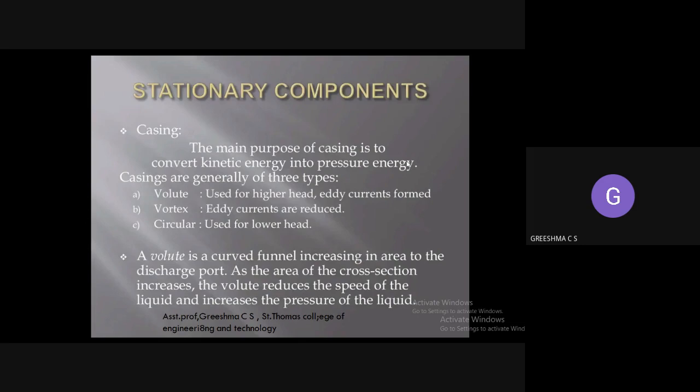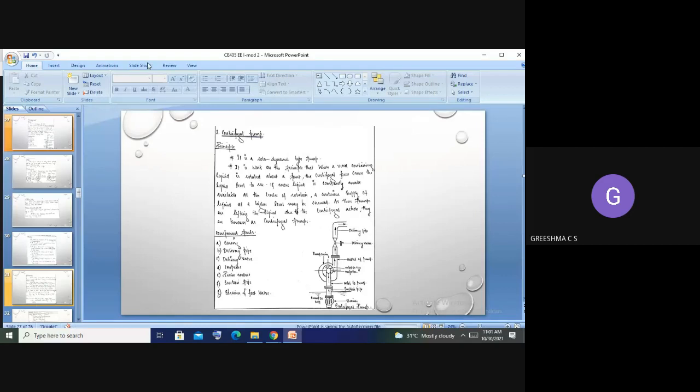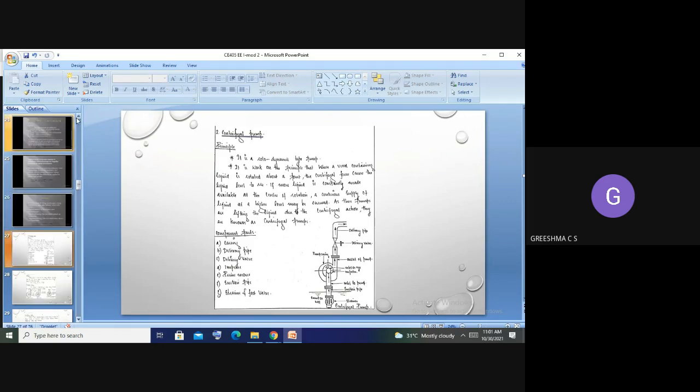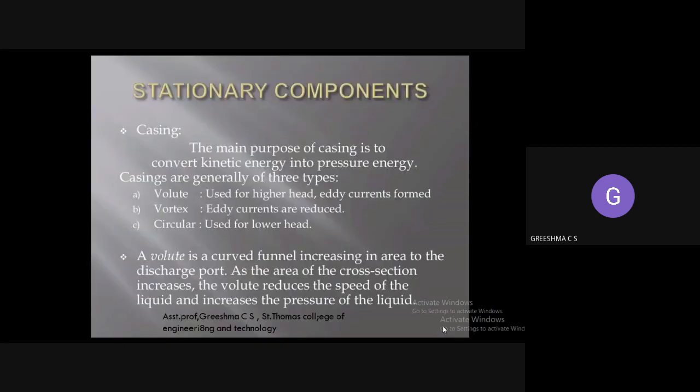Now coming to the different types of casing. The first one is the volute casing. The volute casing has a curved funnel shape which increases in area towards the discharge port. So as you go to the port, its area will be increasing.